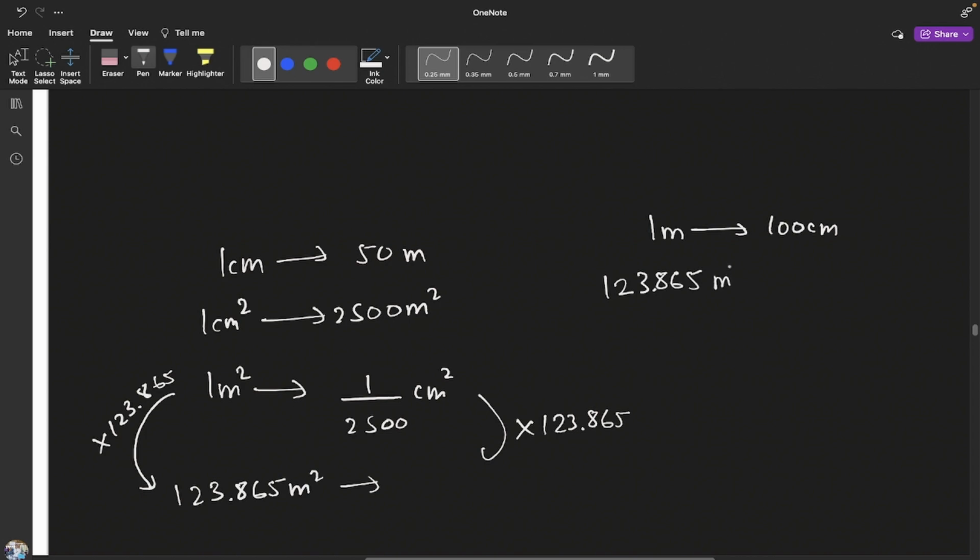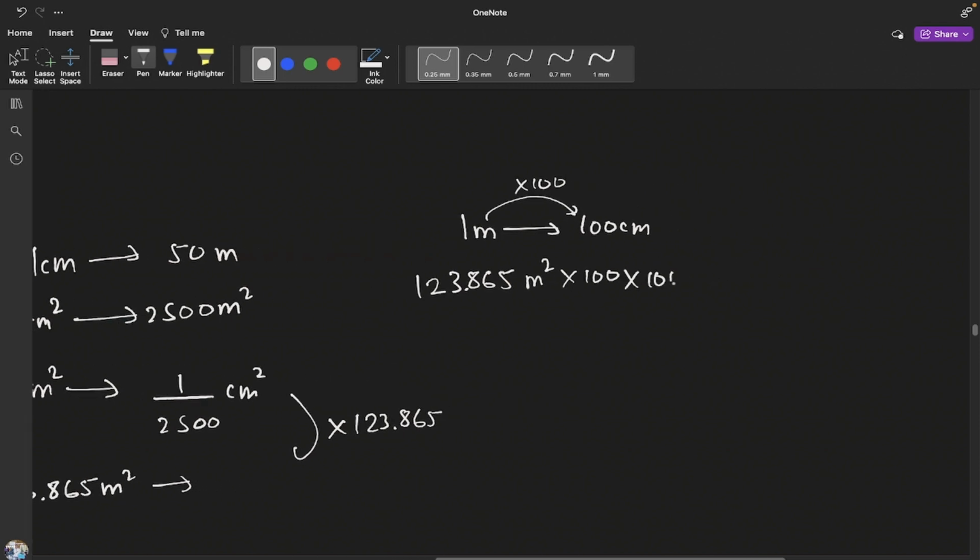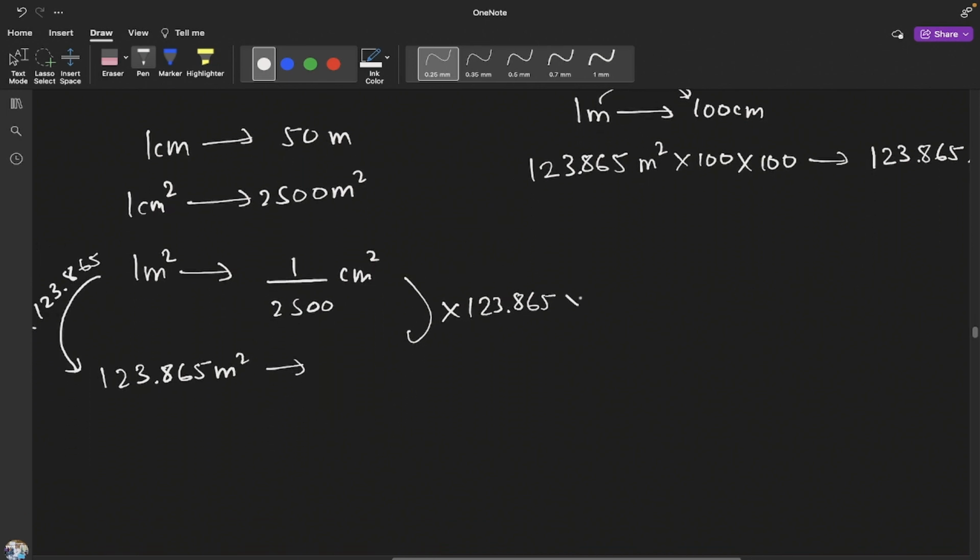Similarly, 123.865 meter square can be converted to centimeters. Here we have multiplied by 100, so here also you can multiply by 100. But the problem is it's not a meter, it's a meter square, so there are 2 meters multiplied together. So we have to multiply it by another 100, which gives 123.865 multiplied by 10 to the power of 4 centimeters square. We don't have to put the units at this point. If you multiply this, you will get something like this.